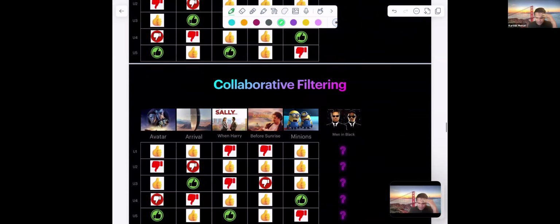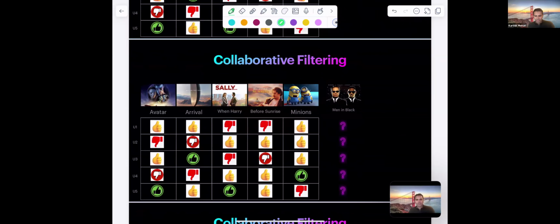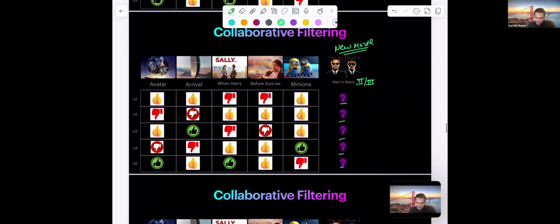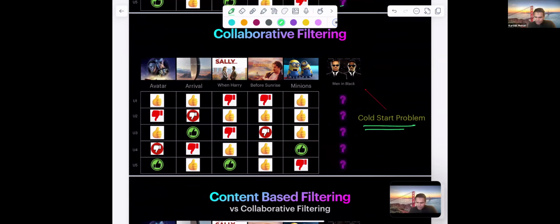There is a catch with collaborative filtering, and this is something someone brought up earlier. Let's say there is a new movie that got released, maybe Men in Black 2 or 3. One is already released a long time back, but let's say we had one of these movies, an action, sci-fi movie. And I have no idea because it's new, I have no idea what the ratings will be for any of the users. Let's say it just got released today. So this is what we call the cold start problem.